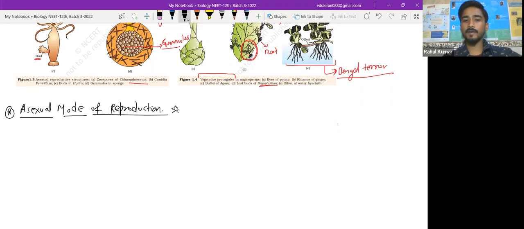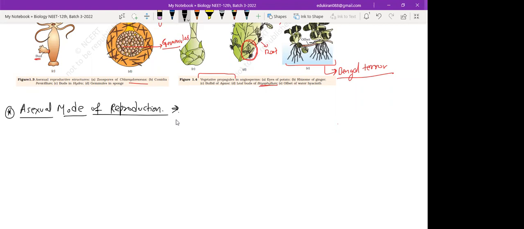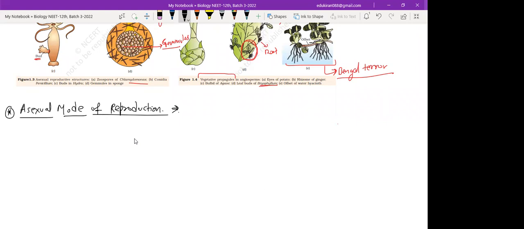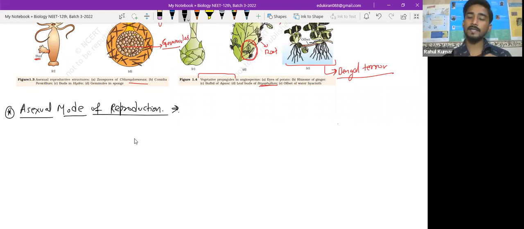Before we begin, Dolly was a clone, right? We'll discuss Dolly in the asexual mode only, and also water hyacinth. Let's first begin with this mode. As we know, the asexual mode of reproduction means there is no fusion of gametes and only one sex is involved, correct? So there can be no variation among the offspring. The offspring are exactly like photocopies of their parents.